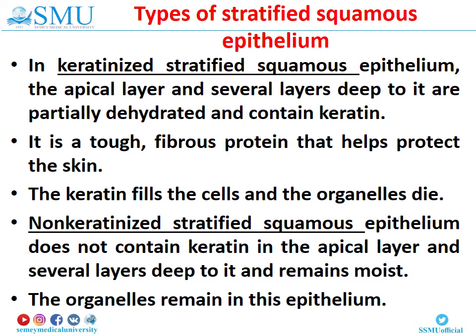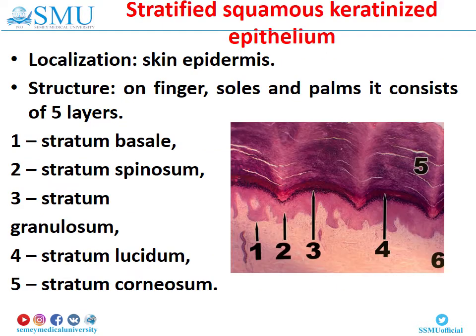Non-keratinized stratified squamous epithelium does not contain keratin in the apical layer and several layers deep to it, and remains moist. The organelles remain in this epithelium.